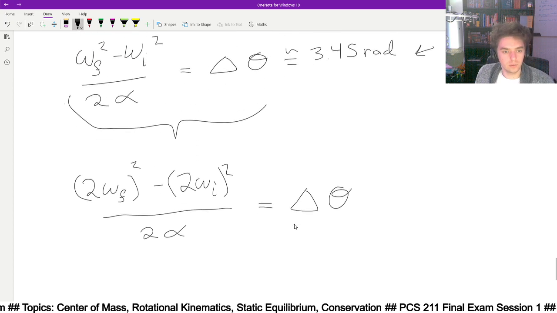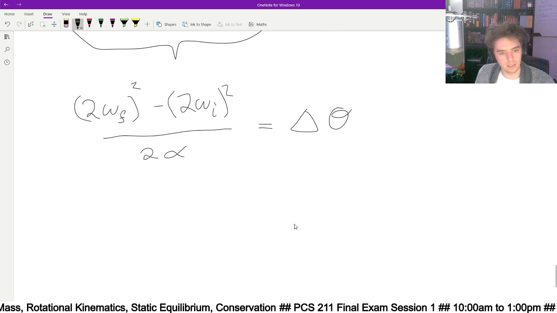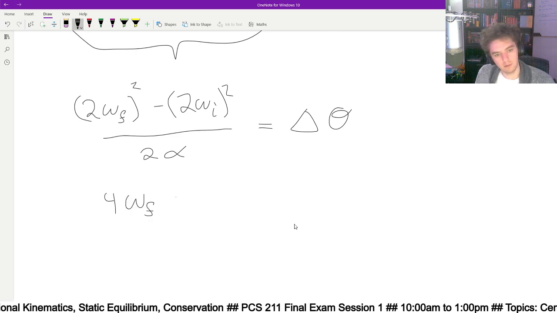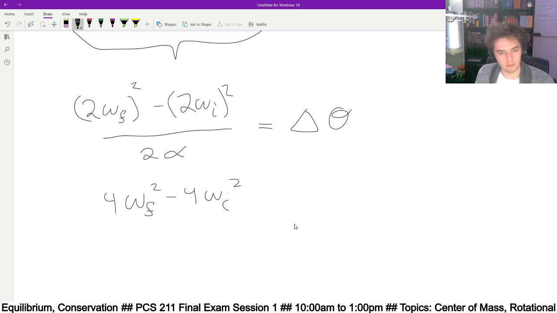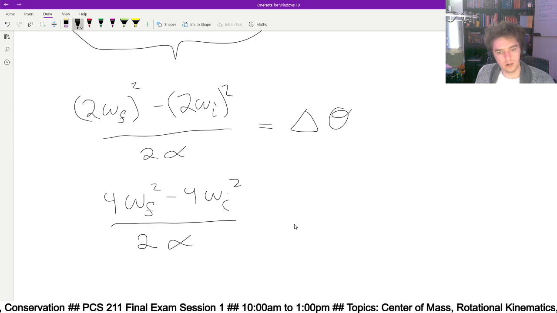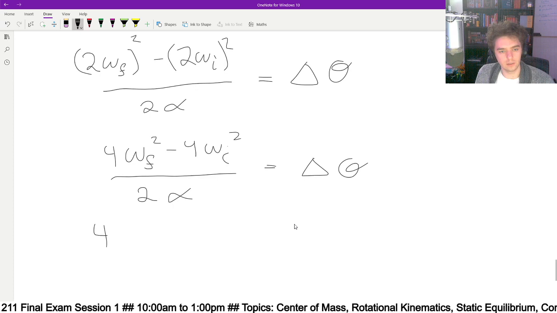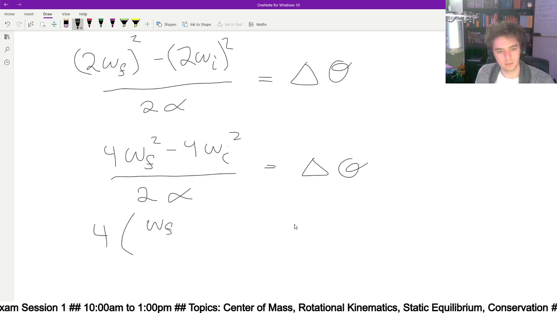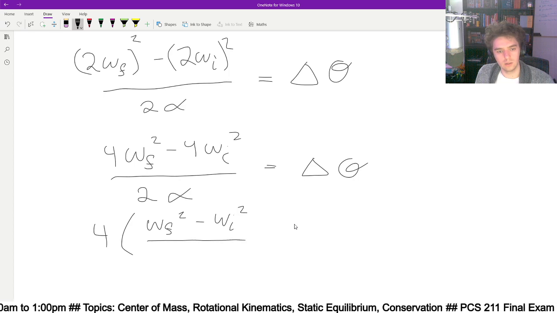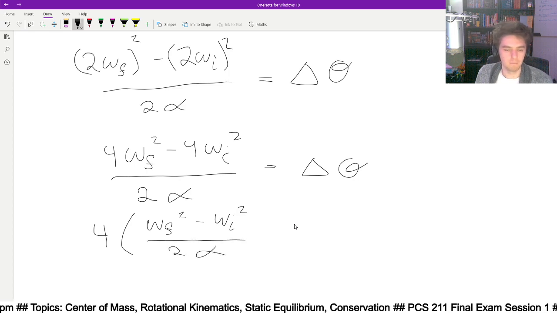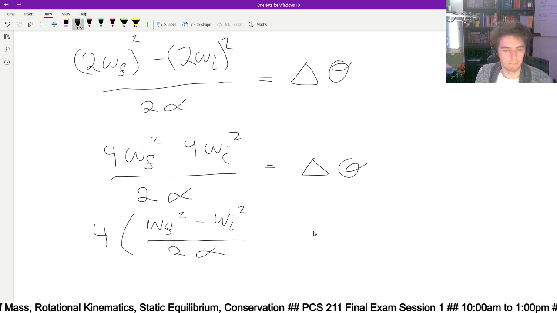What we get out of this is, if I apply the square, it's going to be 4 omega f squared minus 4 omega i squared over 2 alpha equals delta theta. Sorry, the square is just on the omegas now. I can just factor out the 4 to the front, and so you can see it's going to be 4 times as big if we left the omega the same.